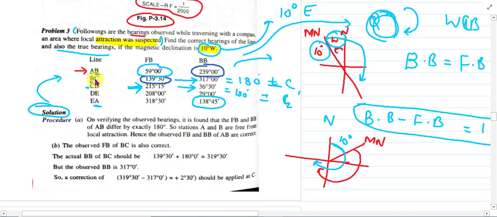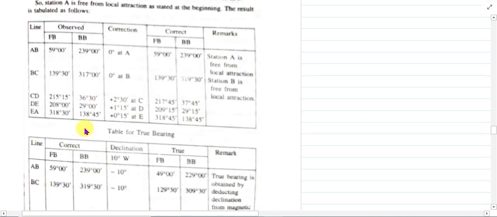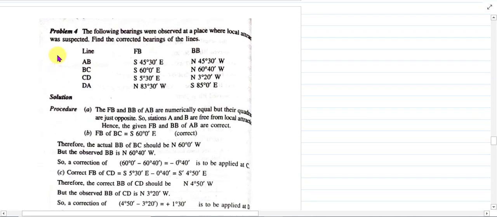We practiced all this earlier, and we are good enough to solve this numerical problem number 3. Okay, now we move to problem number 4. Please read this, please analyze this problem before we discuss. So this is problem number 4. It says the following bearings were observed at a place where local attraction was suspected. Again, this problem is related to local attraction. Find the corrected bearing of the lines.